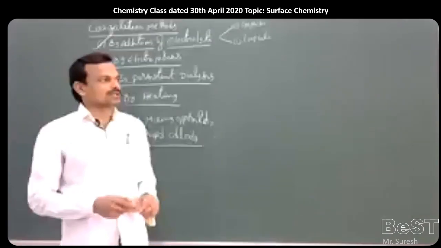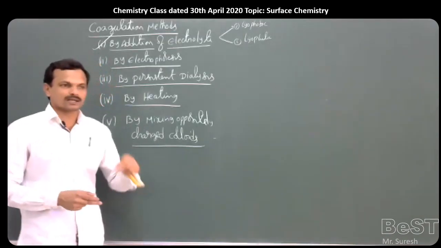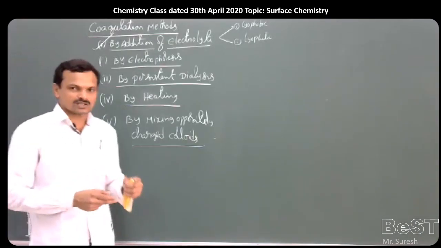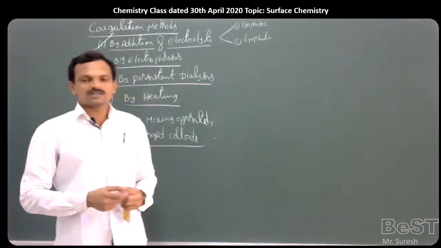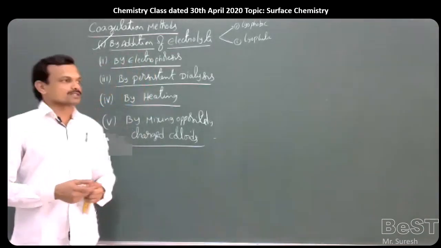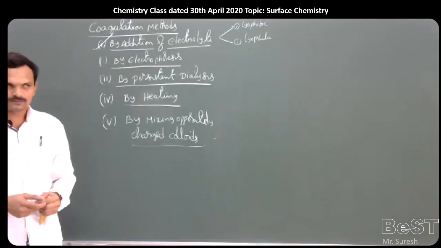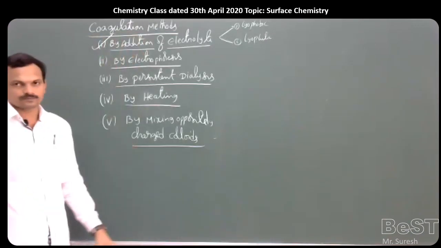As the charge present on the active ion increases, its coagulation power increases. As coagulation power increases, its coagulation value decreases. So, the larger the valence of the active ion, the greater is its coagulation power and the smaller its coagulation value. That is what we discussed in the previous class, coagulation by addition of electrolyte.